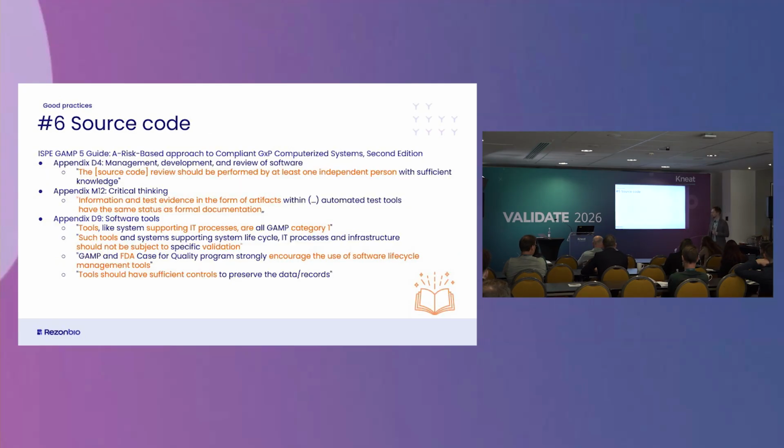Okay. Another challenge: source code. What can we find in guidebooks? The source code review should be performed by at least one independent person. Critical thinking, M12: information and test evidence in the form of artifacts have the same status as formal documentation. Then D9: tools supporting IT processes are category 1. Such tools should not be subject to validation. The FDA encouraged the use of software lifecycle management tools, and tools should have sufficient controls. Very useful information.